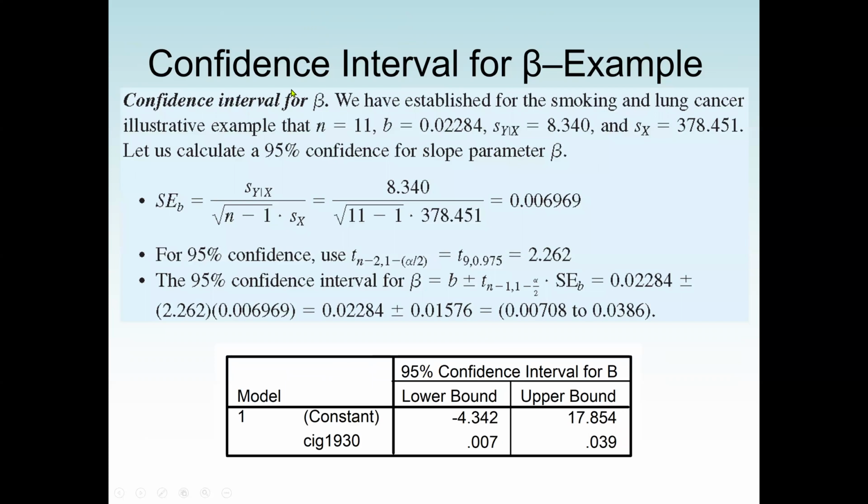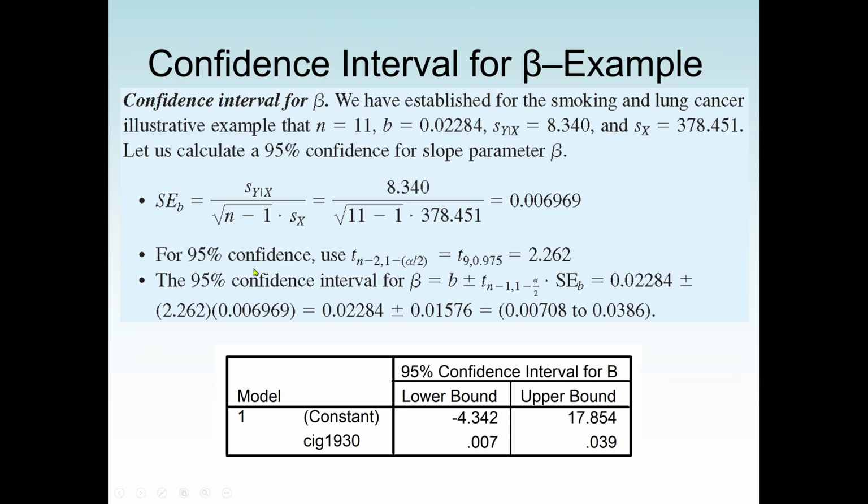So we are looking for the confidence level for our slope. Let's use the smoking and lung cancer illustrative example. We know n, the number of countries, is 11. We know the slope value. We know s_y is given as 8.340, and s_x is given. Now let's calculate the 95% confidence interval for the slope parameter. That will be 8.340 over the square root of 11 minus 1 times s_x, which is 378.451. That gives us 0.006969.